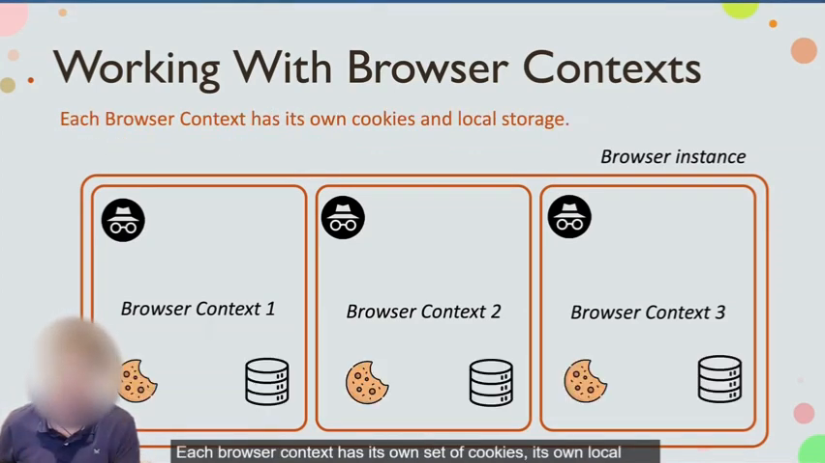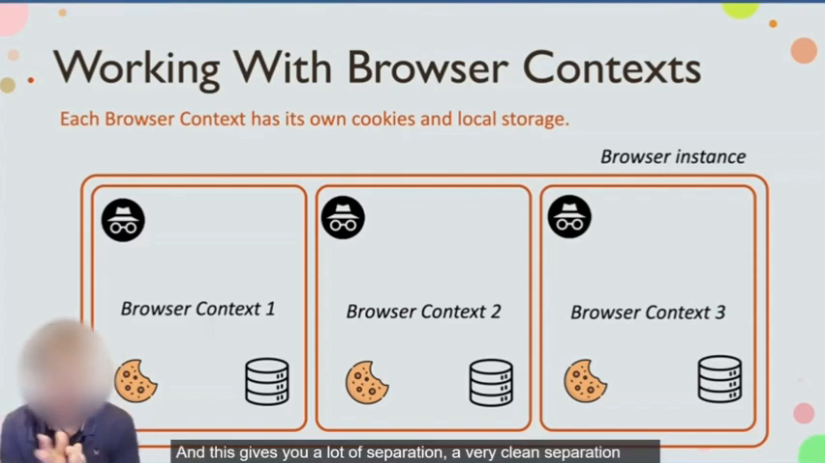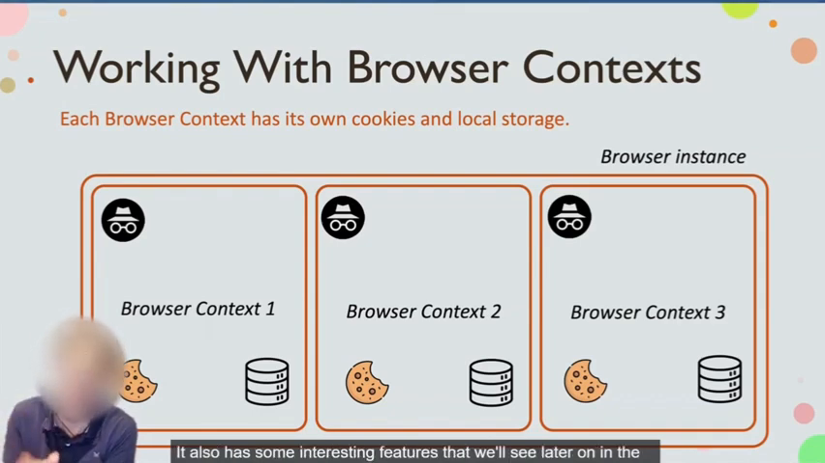Each browser context has its own set of cookies, its own local storage that you can use to set up your tests. And this gives you a very clean separation between your tests. But it also has some interesting features that we'll see later on in the course, when you can take data that you prepare in one context and use it to create a brand new context.